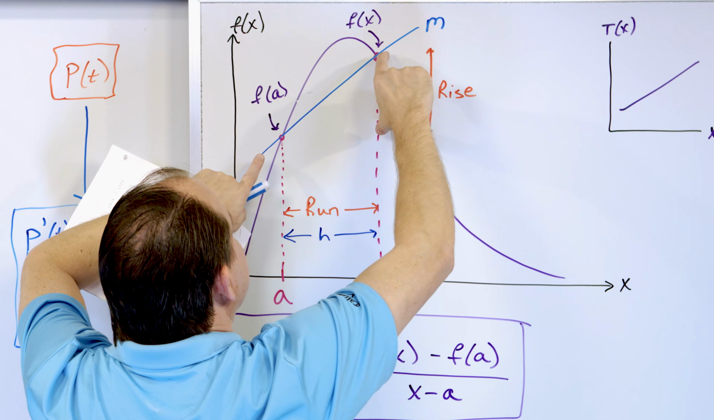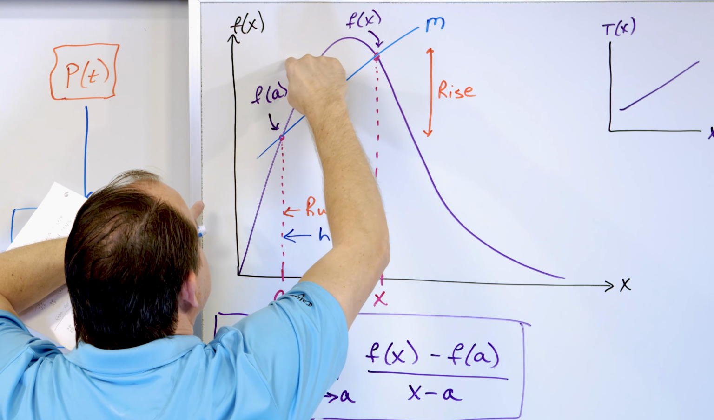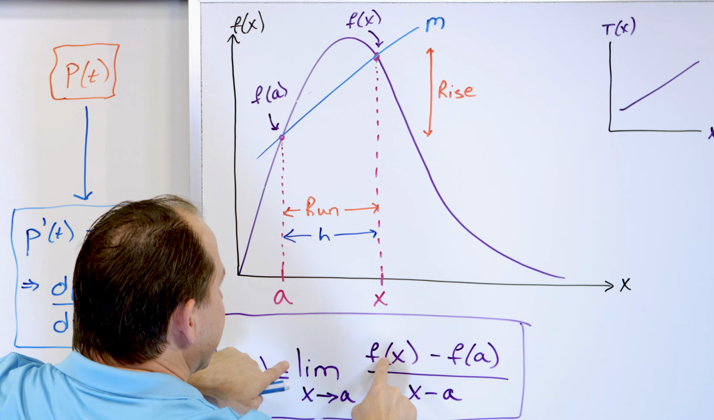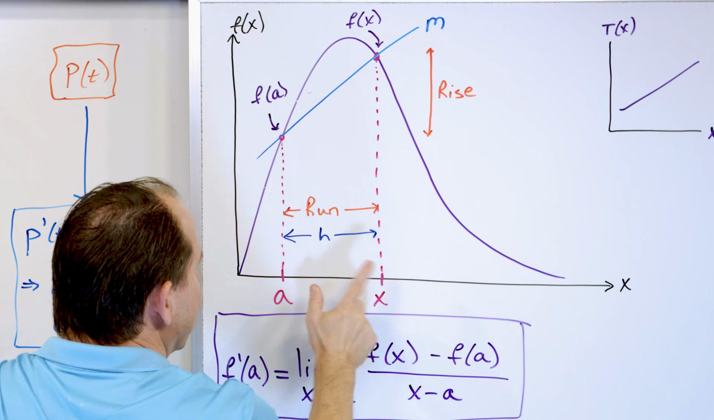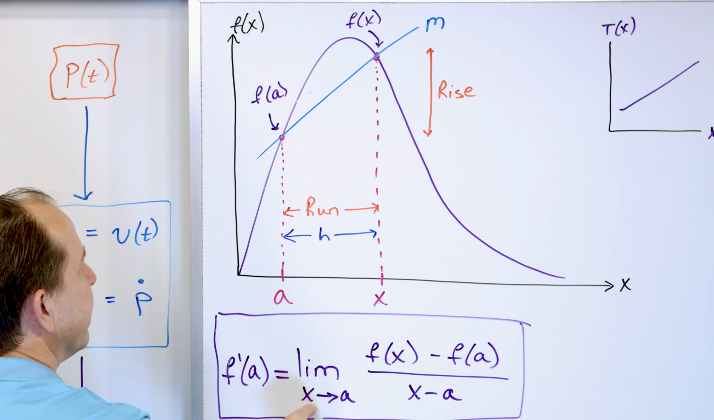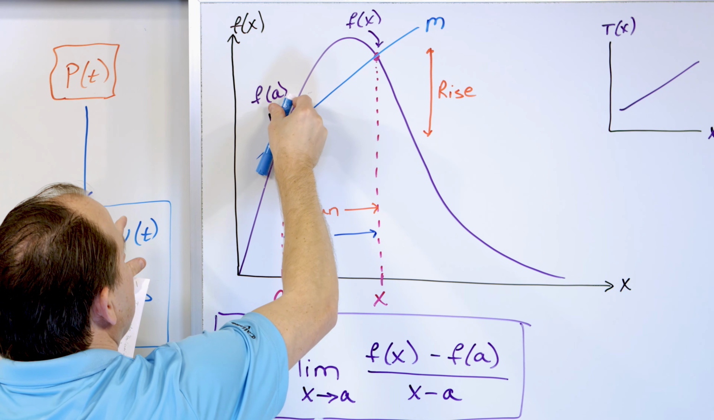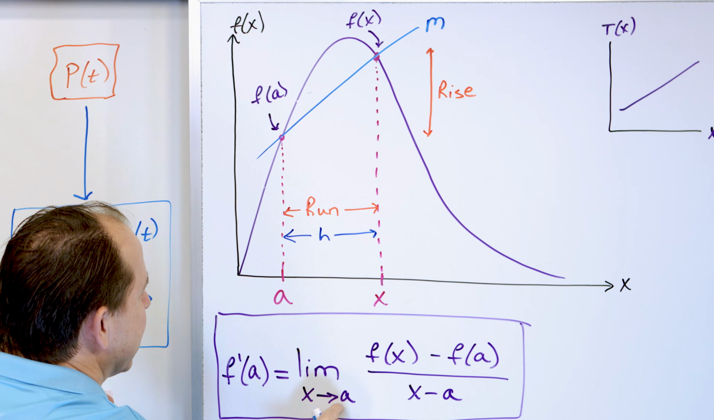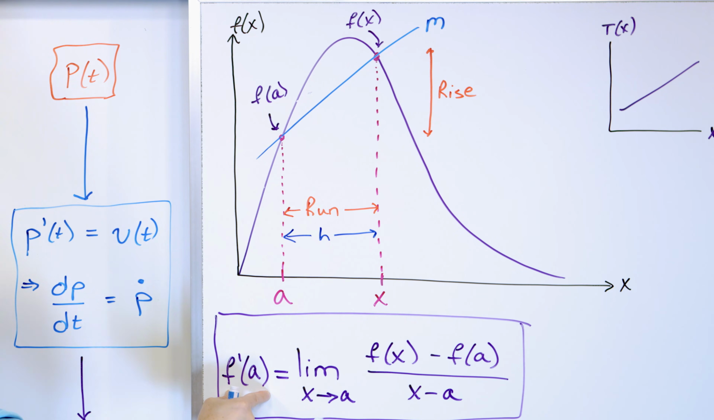The slope of this line is the rise divided by the run. The rise is the output of the function here minus the output of the function here. The run is x minus a, which is the distance along this axis here. But then we tell the 2 points to get closer together, allowing this tangent line to become touching only at one point when x approaches a. When we evaluate this limit, we arrive at what we call the first derivative at the point a.